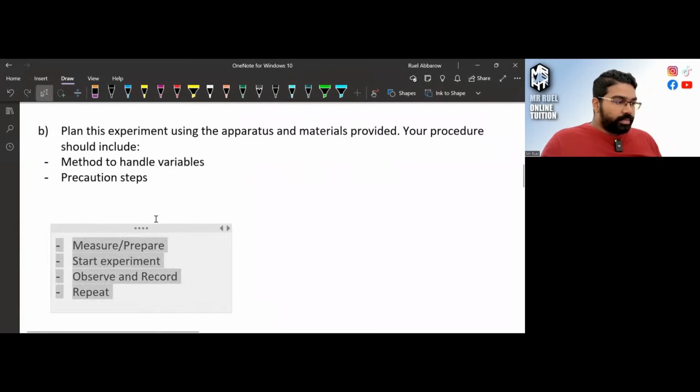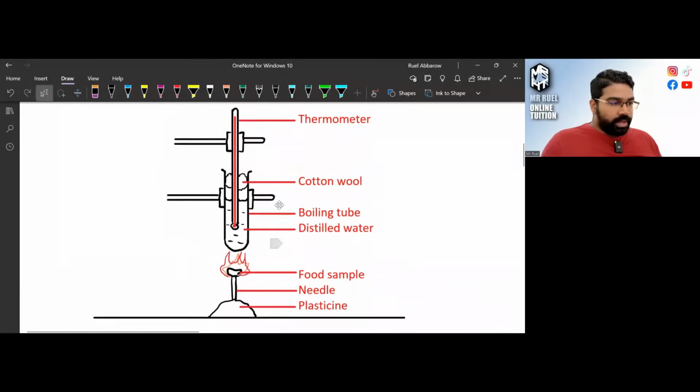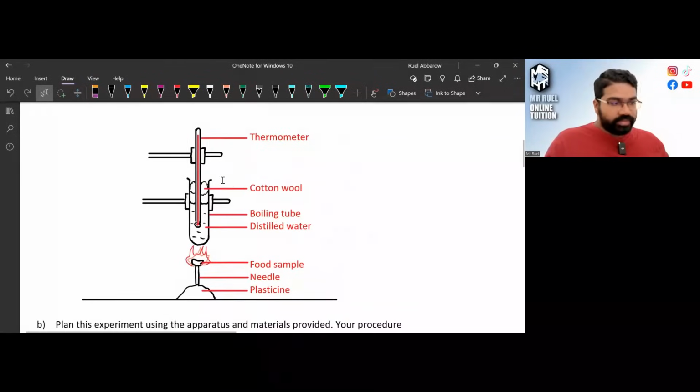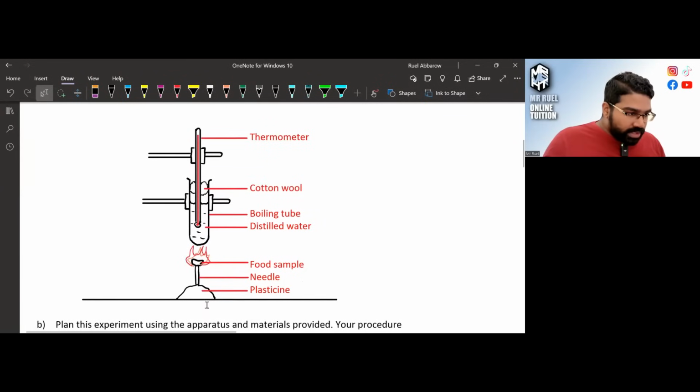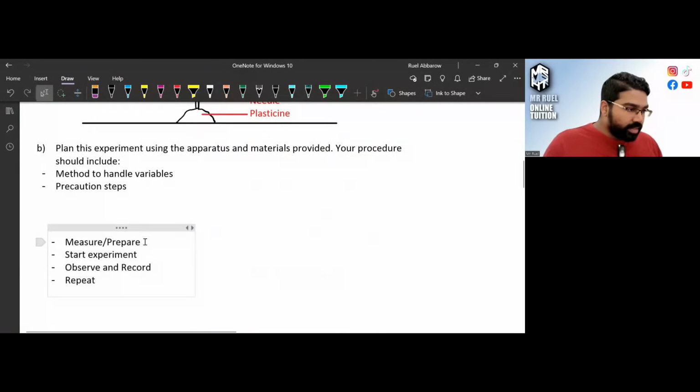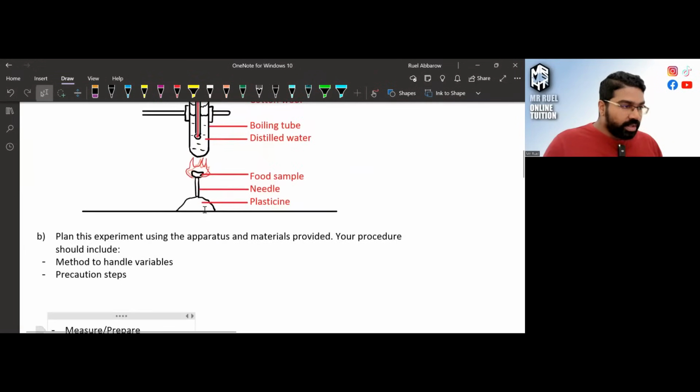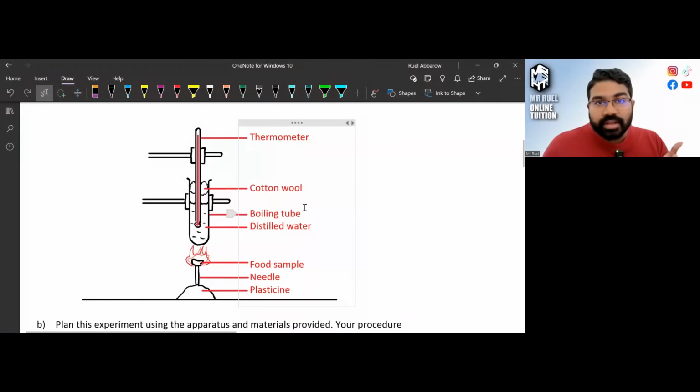So number one, look at this setup. Whenever they give you a diagram, this is your best friend. Look at the diagram. See anything? Are we measuring anything here or not? Remember, measure and prepare is before the experiment. So before we start the experiment, are we measuring anything?